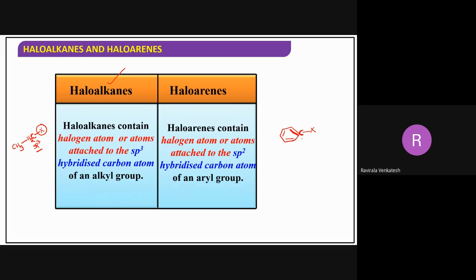Only Vinayak is responding. What about the others? Shall I call by name? Otherwise, what are you doing? All of you have to respond. Otherwise, I will call by name.